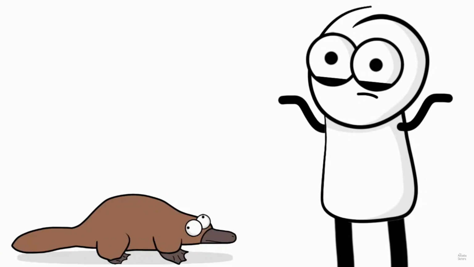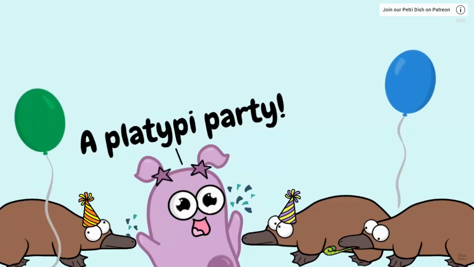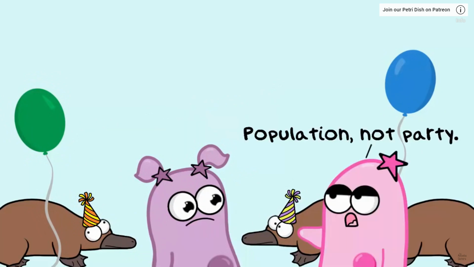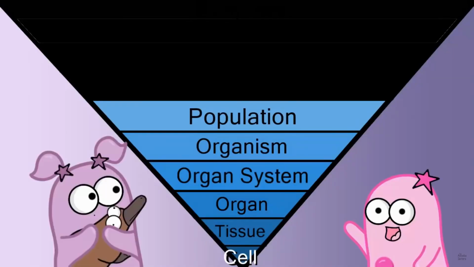Now, if you have a lot of platypus together, what's the plural of platypus? According to dictionary.com, you can say platypi, which sounds especially fancy. And you have a population. This population of platypi can breed with each other. And they're all the same species. It's a platypi population. Great YouTube channel name right there.